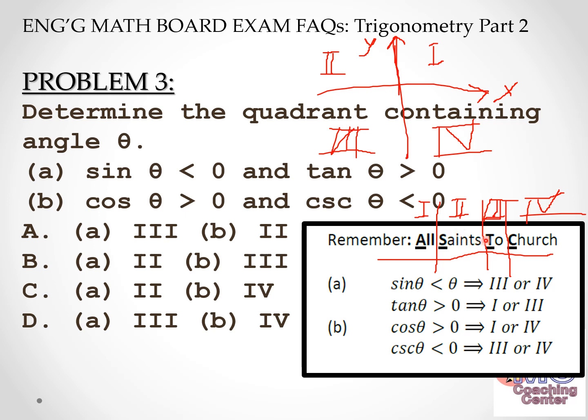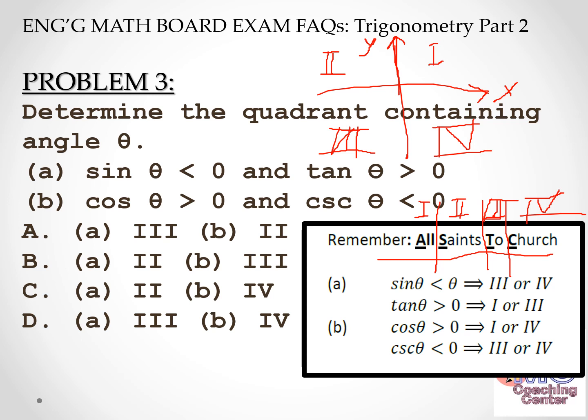Sa quadrant 3, to, that is tangent. Only tangent and yung reciprocal niya, yung positive. So, tangent and cotangent dito sa third quadrant. And then, church, that is cosine, only cosine, and pati yung reciprocal niya ay positive. Ano yung reciprocal ng cosine? That is secant.